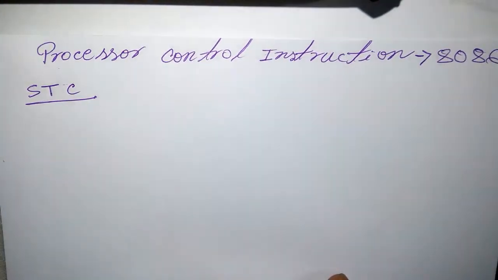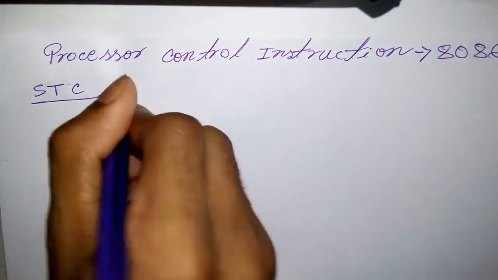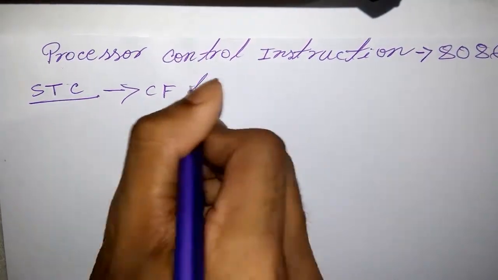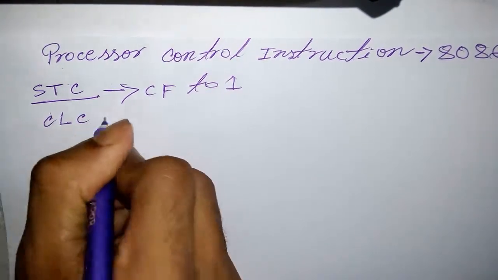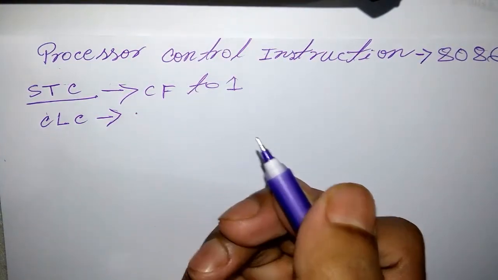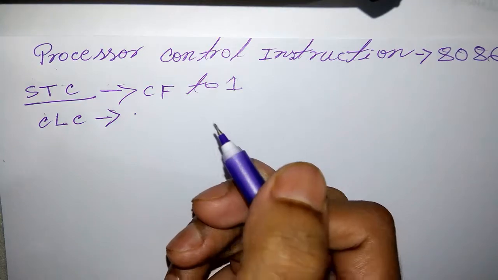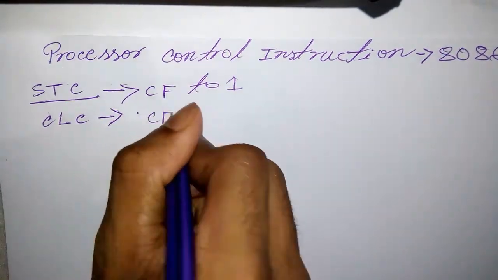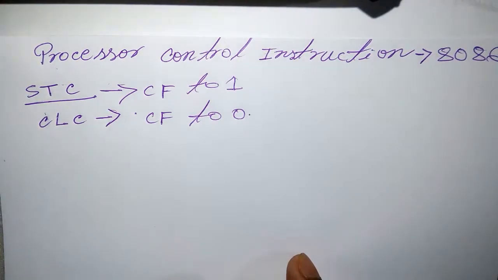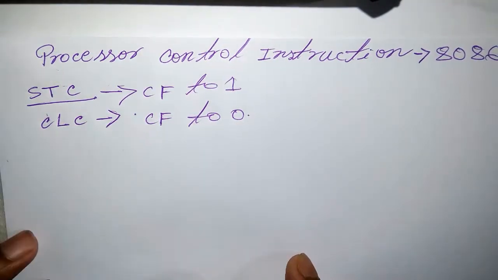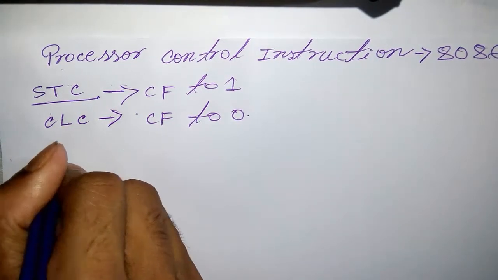STC is used to set the carry flag CF to 1. And the next one is CLC, which is used to clear or reset the carry flag CF to 0. Mind it. So the next one is CMC.